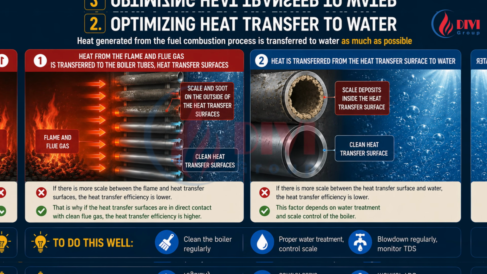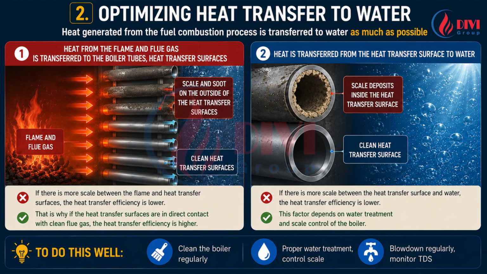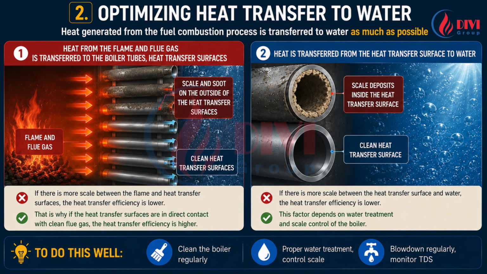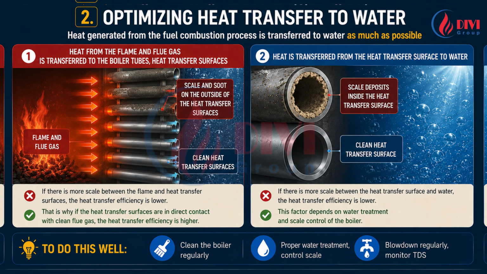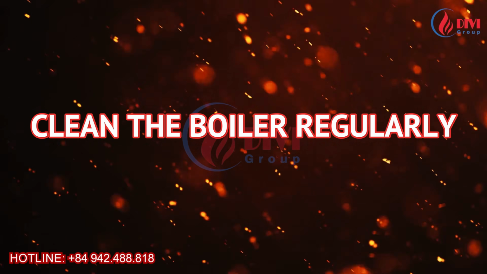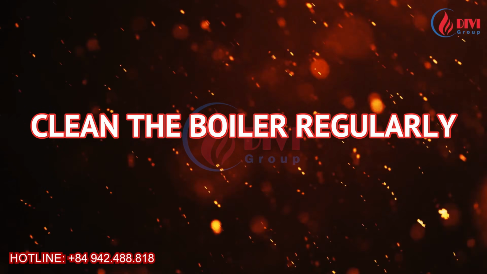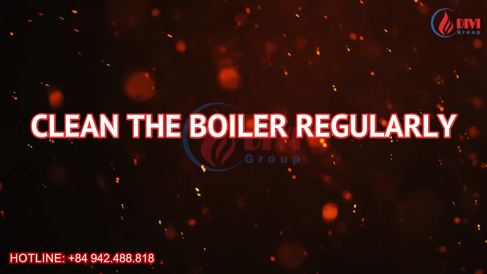Second, heat must then be transferred from the tube surfaces to the water. The fewer scale deposits between the metal surface and the water, the more efficient the heat transfer. This is directly related to water treatment and scale control. To optimize heat transfer, there are 3 essential actions. First, clean the boiler regularly on a weekly, monthly, and quarterly basis. Ensure that all surfaces exposed to flame and flue gas are kept clean.